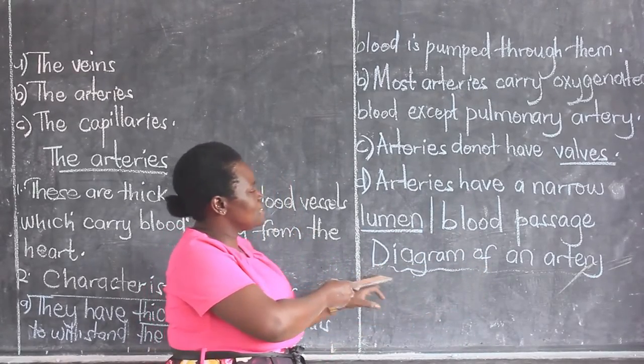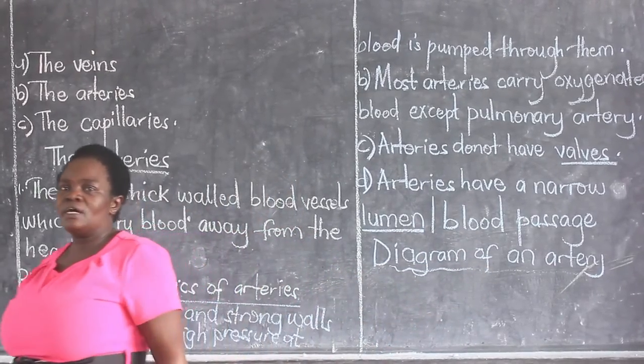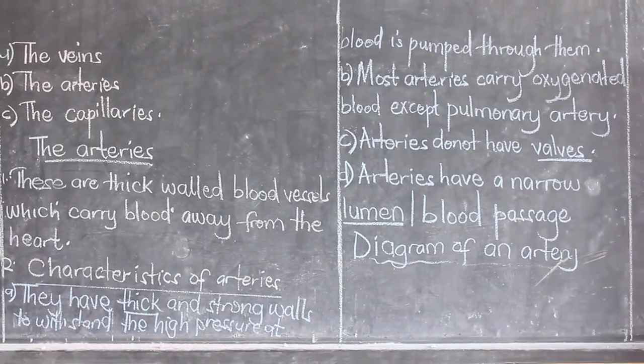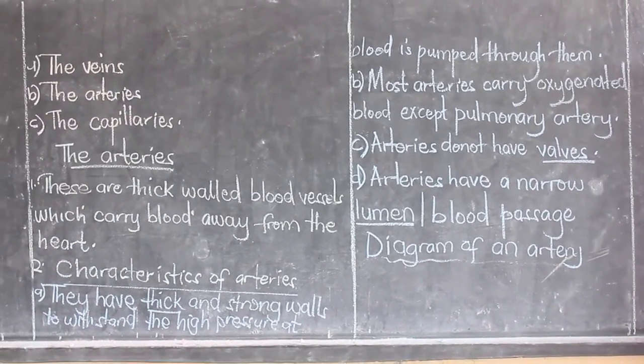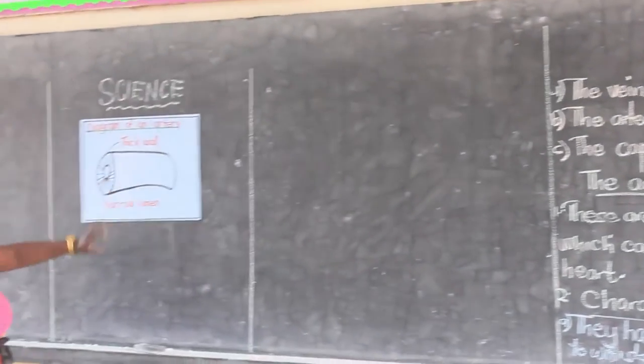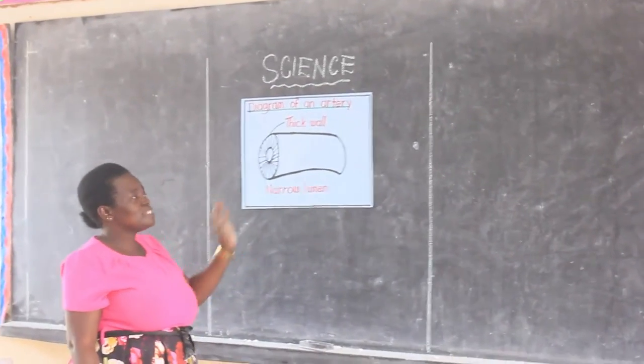And next is the diagram of an artery. Children, the diagram of an artery is here. This is the diagram of an artery, a very simple diagram as it looks, very easy for you to draw.